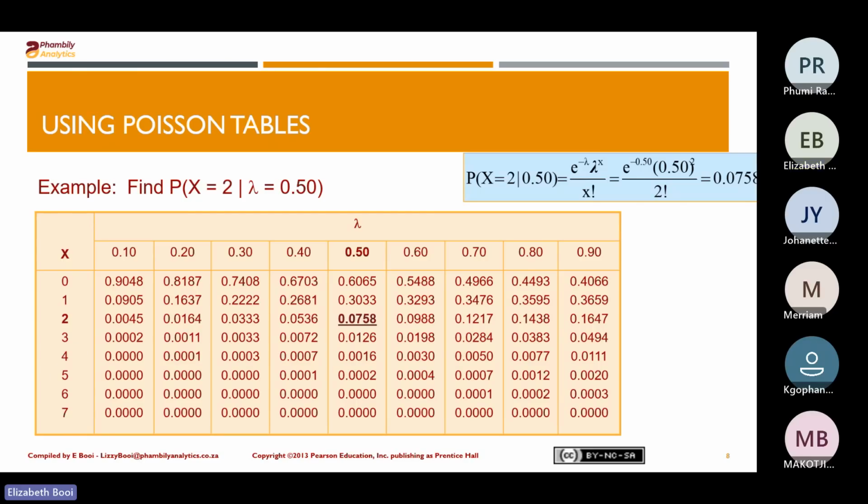Okay, so how do we answer this question that we have? We know from the formula we get the answer of 0.0758. So on this, we go to where x equals 2. Then we go to lambda equals 0.5. And where they both meet, that is where the probability is. As you can see, there is our probability. Easy. Instead of using the formula to calculate, we can come to the table and answer the question.